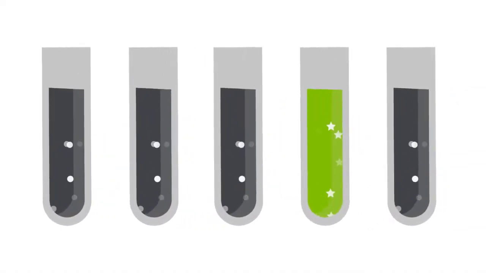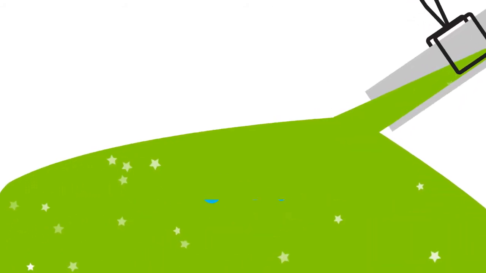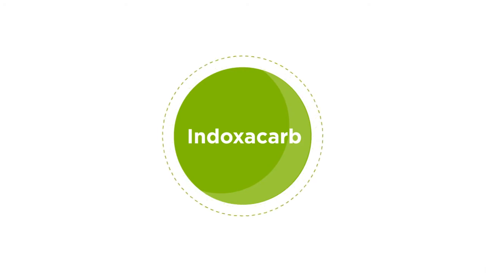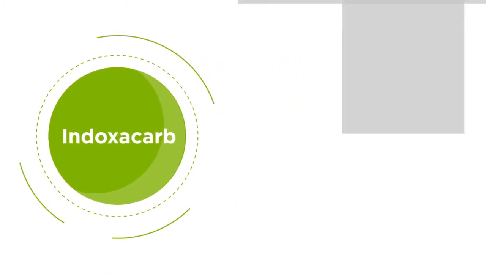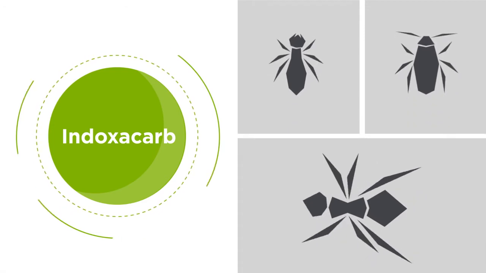Truly unique active ingredients are few and far between. But the one in Advion Ant Gel Bait stands in a class of chemistry all its own. It's called Indoxacarb, and what sets it apart is how it differentiates between target insects and non-target insects.